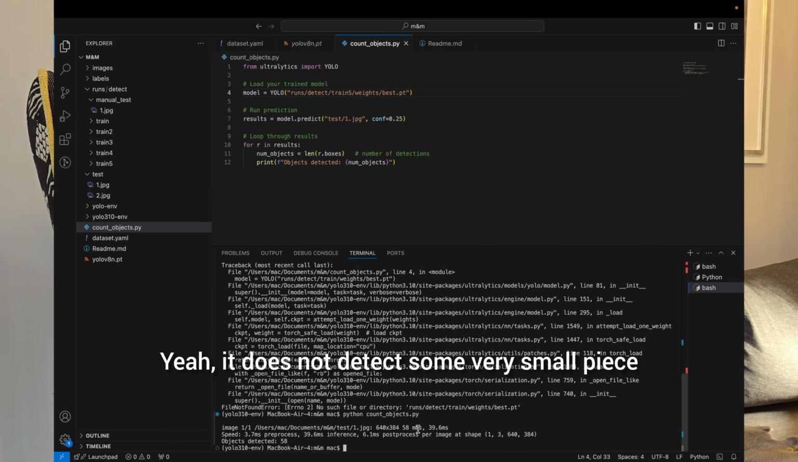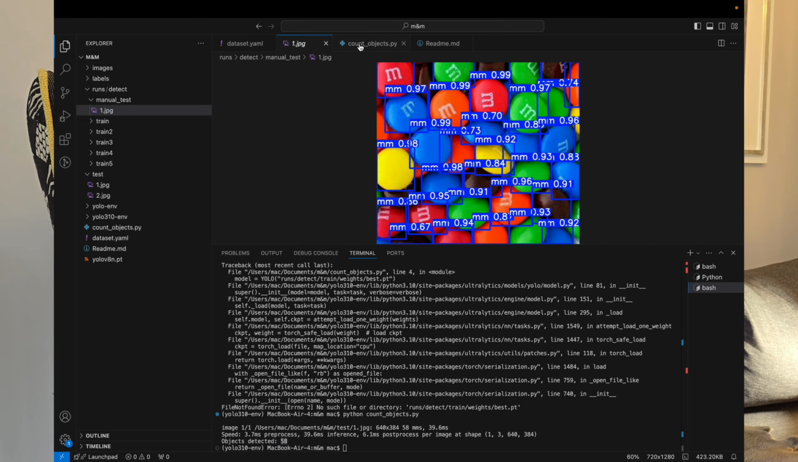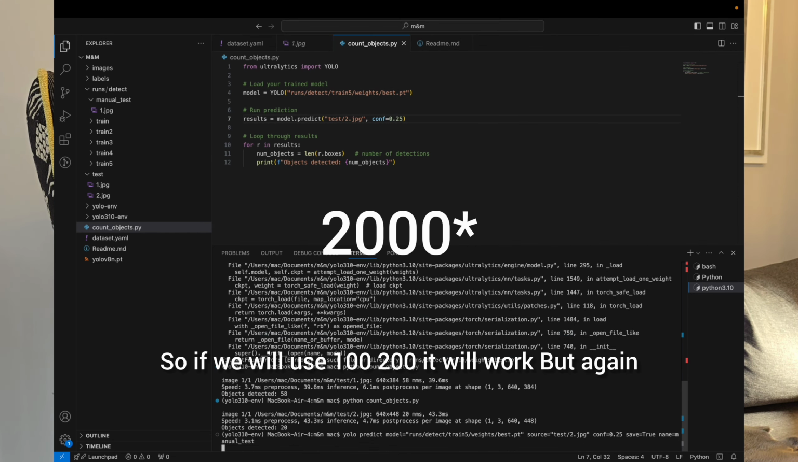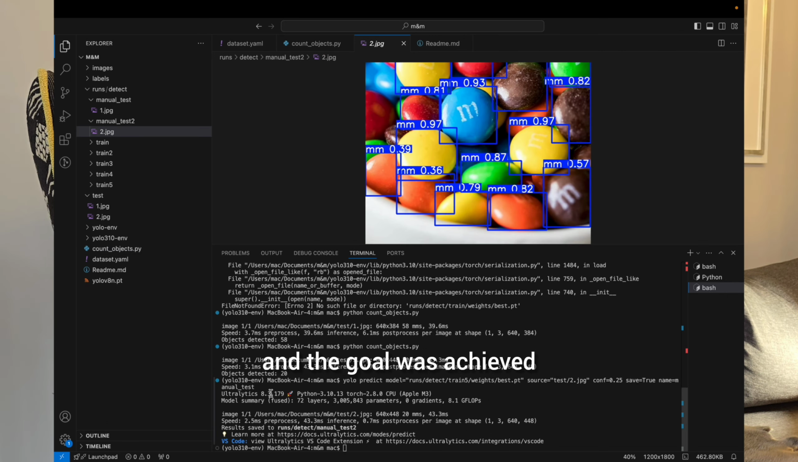Yeah, it does not detect some very small pieces, and it does not detect blurry pieces, but it was only 36 images. So if you use 100, 200, it will work. But again, the goal was to speed up the labeling process, and the goal was achieved.